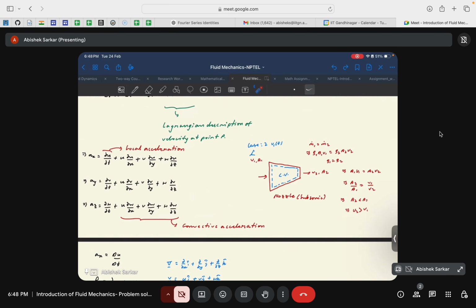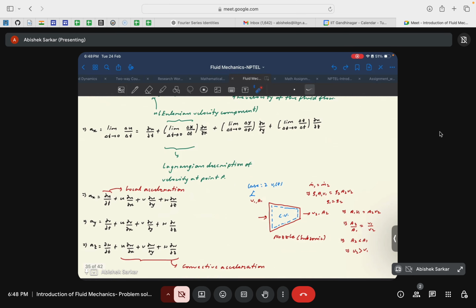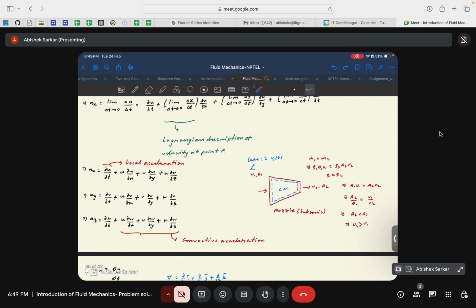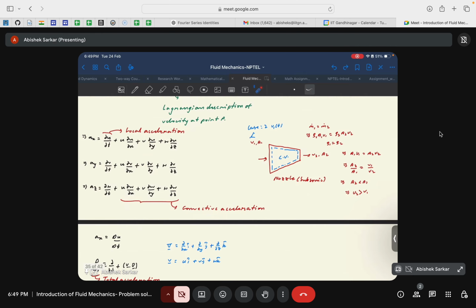Ay becomes, again, just start with a similar description and similar steps, you will end up with these expressions. Ay becomes dou v by dou t plus u dou v by dou x plus v dou v by dou y plus w dou v by dou z. And az becomes dou w by dou t plus u dou w by dou x plus v dou w by dou y plus w dou w by dou z.